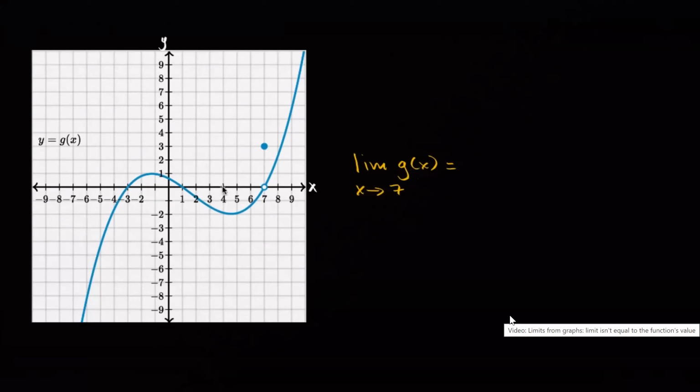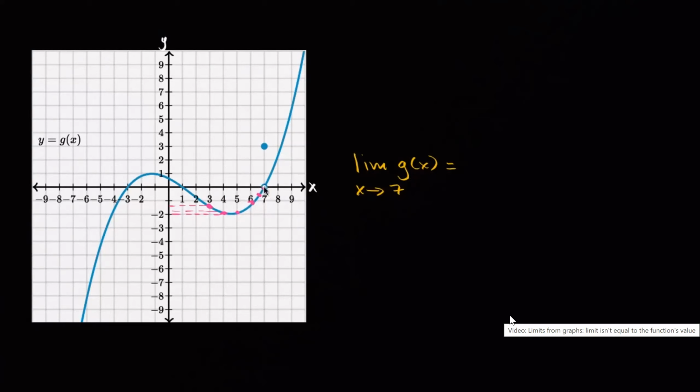Let's see. As the input to the function approaches 7 from values less than 7: if x is 3, g of 3 is here. G of 4 is right there. G of 5 is right there. G of 6 looks like it's a little bit less than -1. G of 6.5 looks like it's around -0.5. G of 6.9 is right over there. Looks like it's a little bit less than 0.